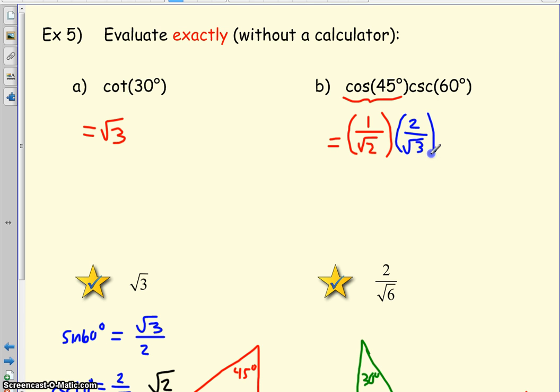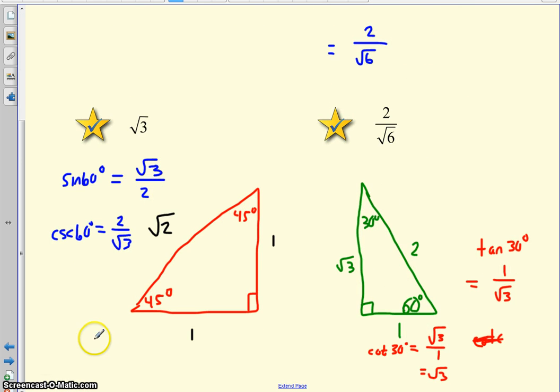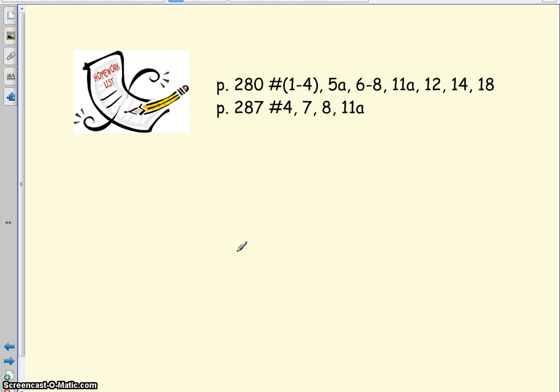Okay, from there it's just a matter of simplifying, multiplying my fractions. So for my numerator, 1 times 2 is 2. For my denominator, root 2 times root 3 is root 6. Okay, so that's it, that's all. There's your homework. Make sure you practice using the special triangles, being able to work with reciprocal ratios, and then we'll be set to move forward.